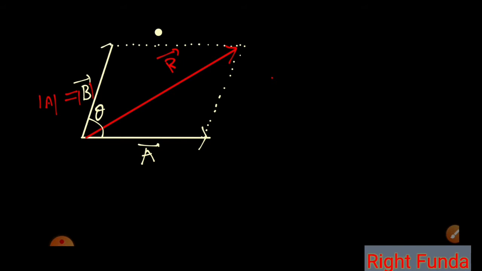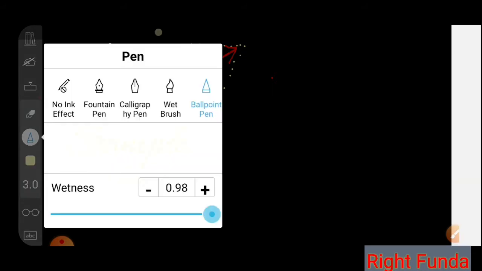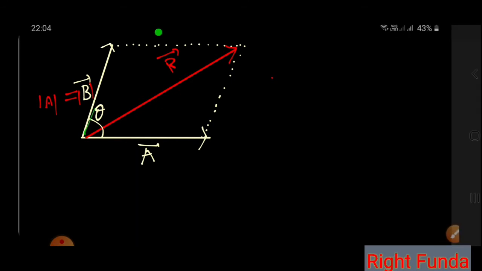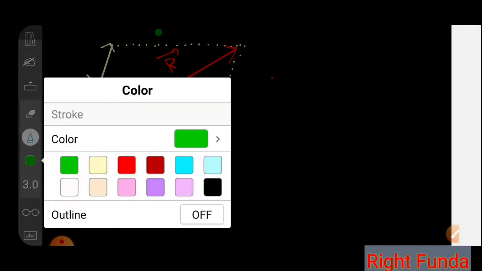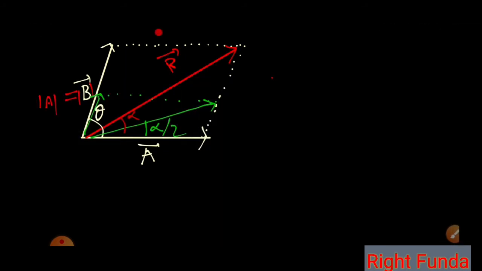What happens if one of the vectors is reduced to half? Suppose this quantity B becomes B by 2. Then the new resultant becomes like this. So earlier it was B, now it is B by 2. Earlier the resultant was making an angle alpha with the A vector, and when B is made B by 2, this becomes alpha by 2.